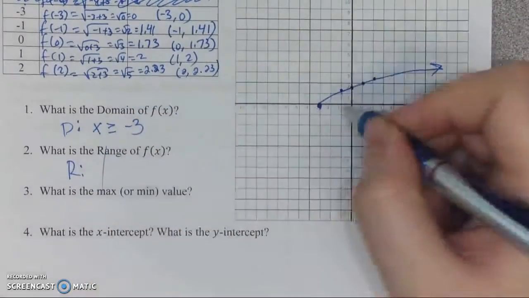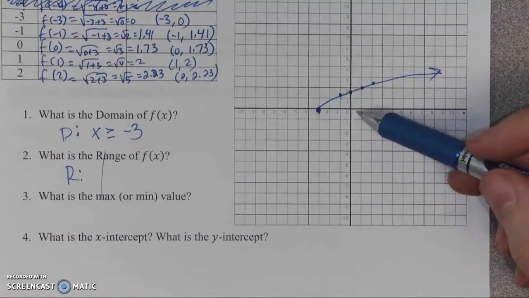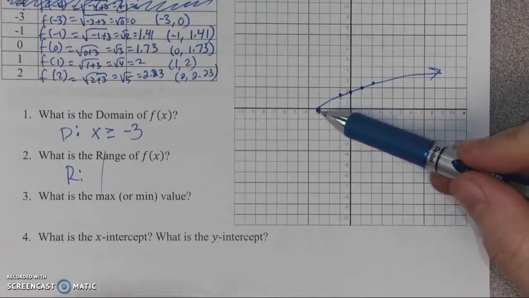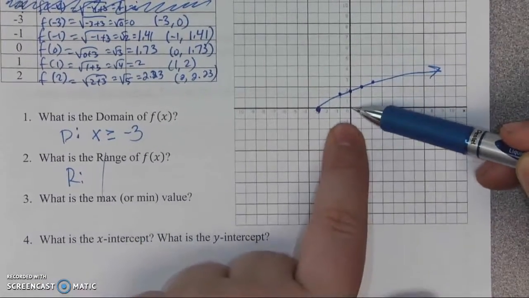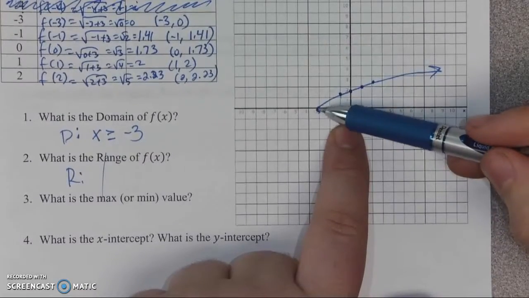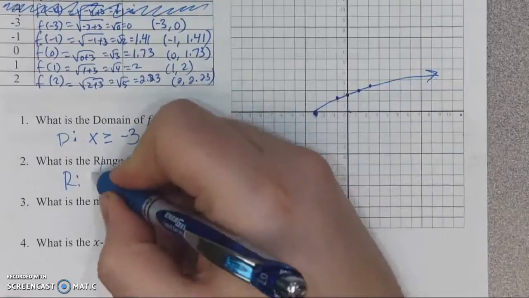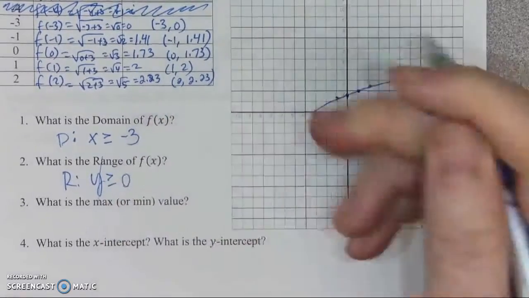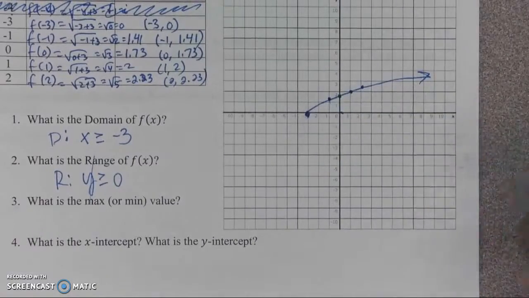The range, how much of the y-axis do we use? So the range here, it looks like the lowest y value you have is at 0. It's negative 3, 0, your lowest y value there, and it goes up on forever from there. So y is bigger than or equal to 0. So you always want to refer back to the graph.